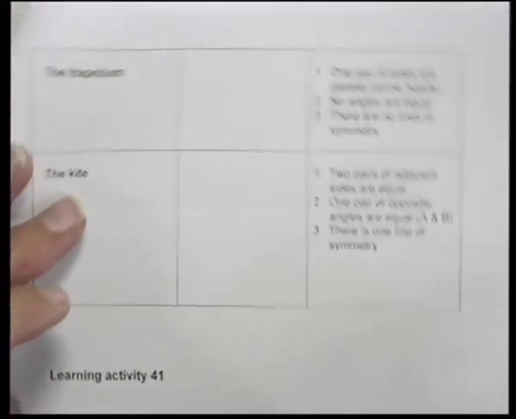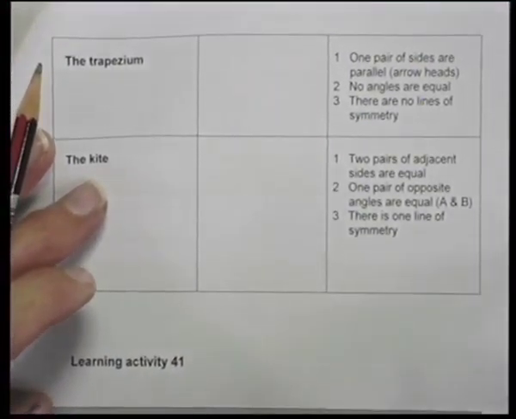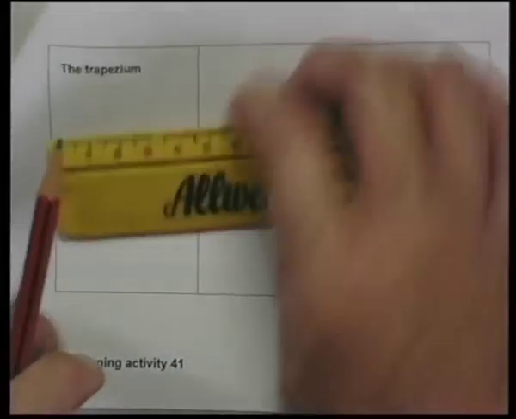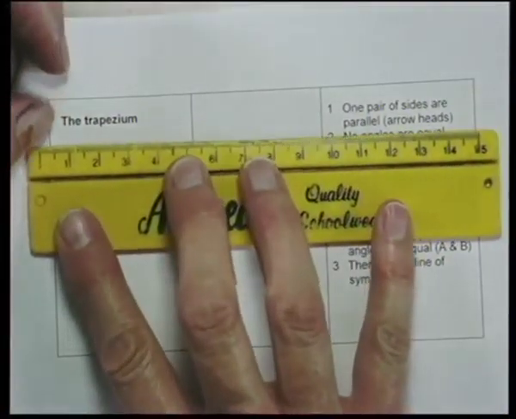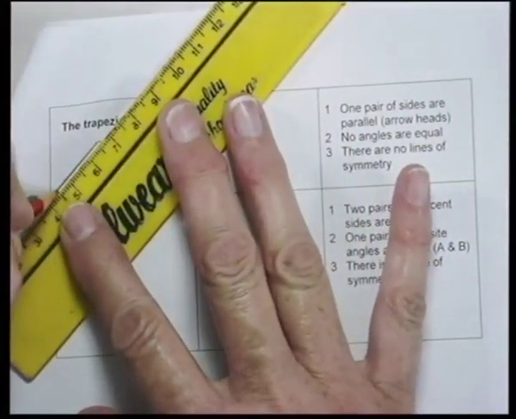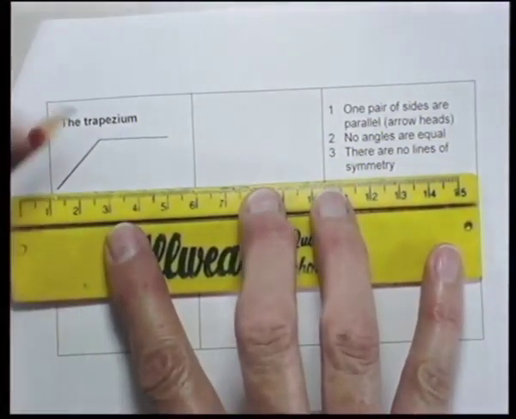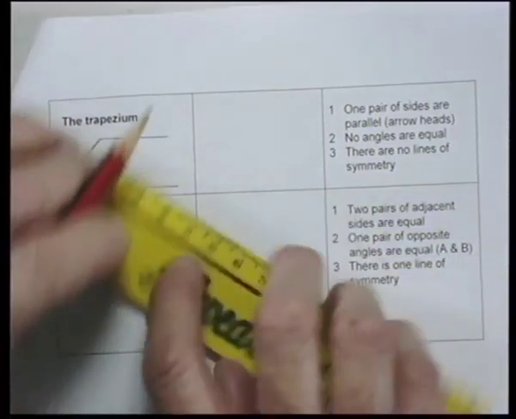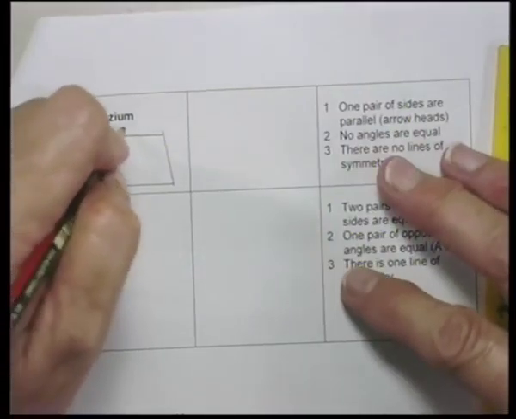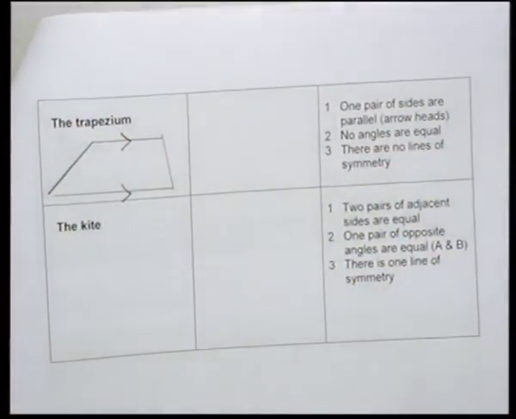And the trapezium. There are no lines of symmetry. Trapezium, we know. Trapezium looks like this, with the 2 opposite sides parallel, but not the same length, they are only parallel.